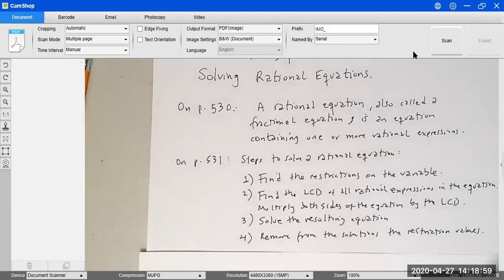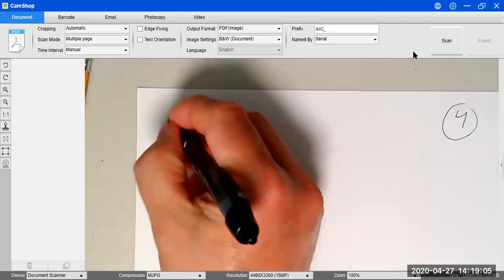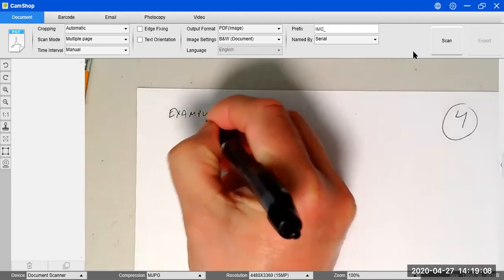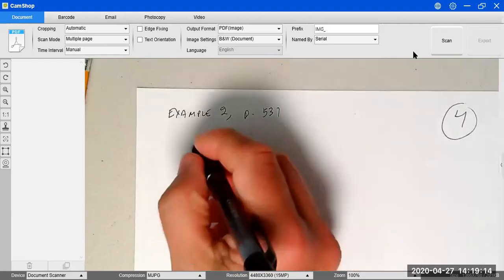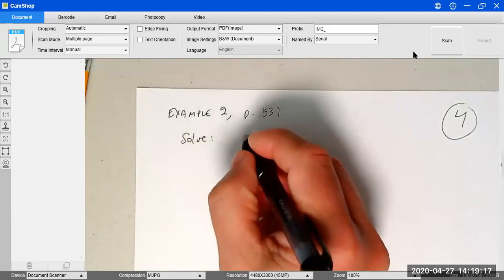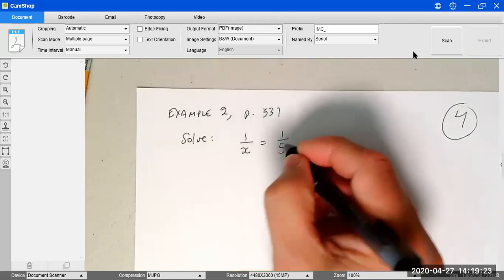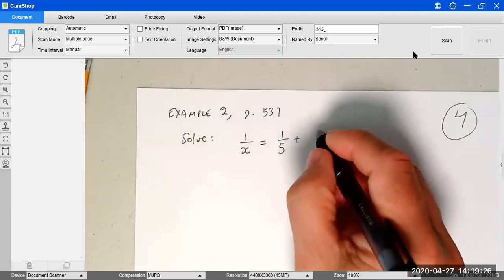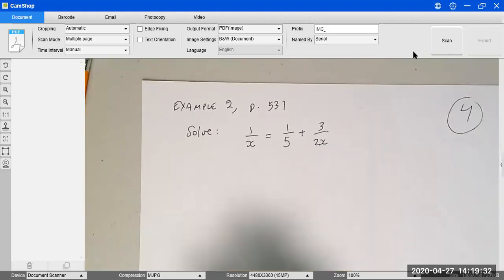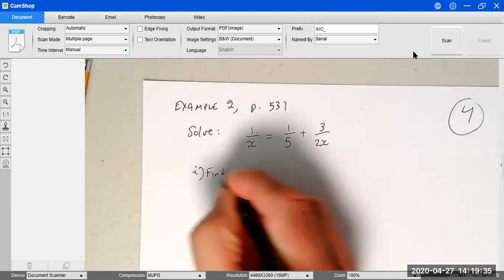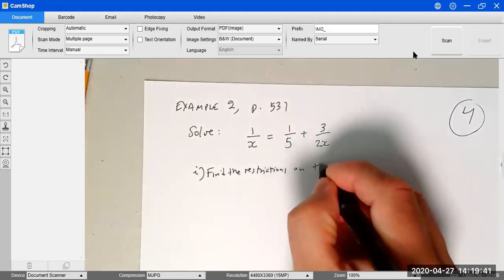So let's see. I'm going to solve now example 2 on page 531. We're going to solve 1 over x equals 1 over 5 plus 3 over 2x. So what is the first step? We're going to find the restrictions on the variable.